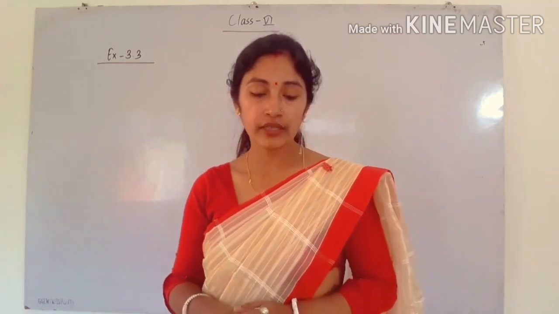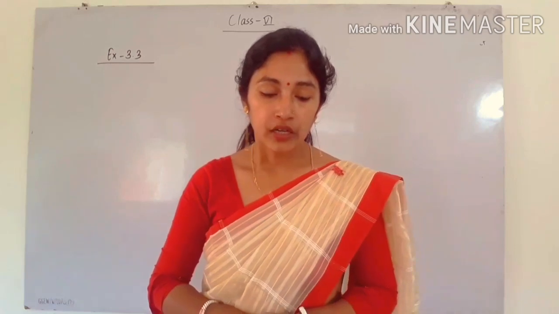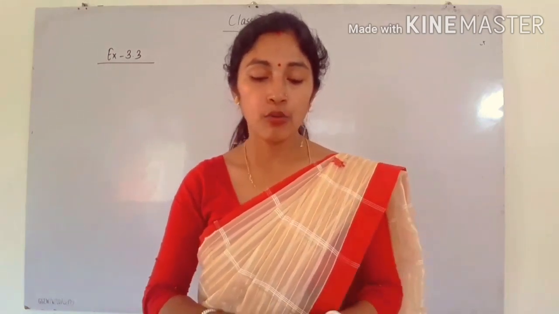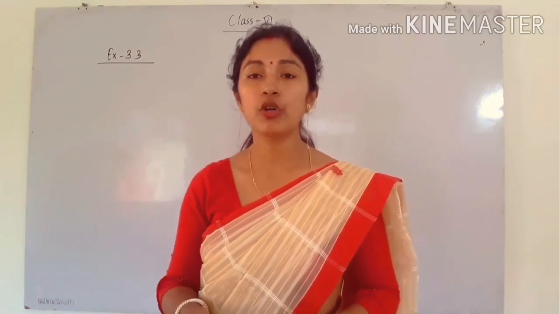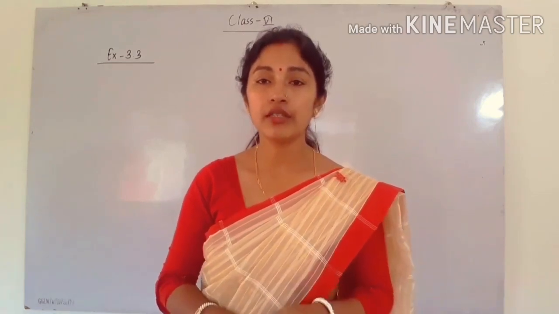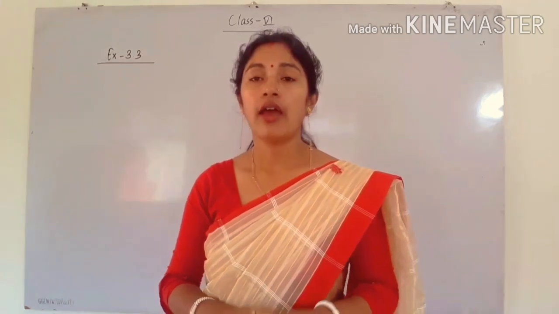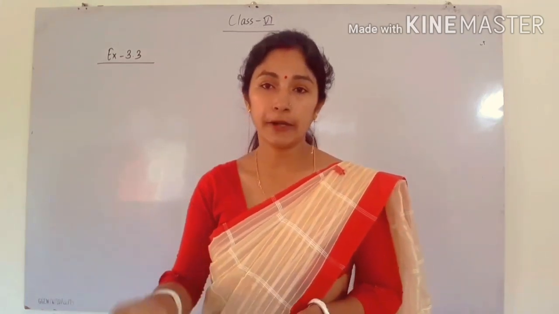So next, come to exercise 3.3. Question number 1A. List the multiples of 2 between 1 and 10, both inclusive. What is the meaning of both inclusive? It means both are included. 1 and 10 both are included. That means if 1 is a multiple of 2, then you have to write that number also, and if 10 is a multiple of 2, then you also have to write the 10.